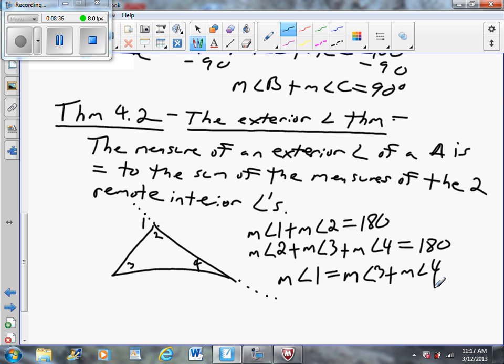Your book says non-adjacent angles. Most of the books I've ever read refer to these non-adjacent angles as the remote interiors. Now, what is remote interior depends on what you're talking about as far as exterior angles.